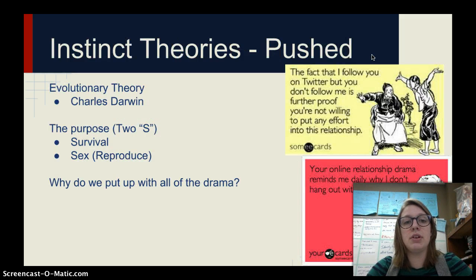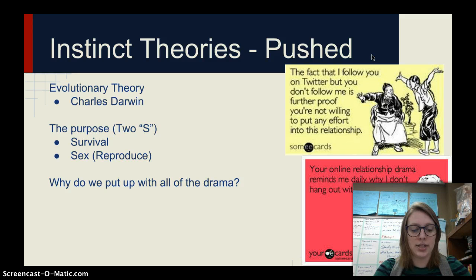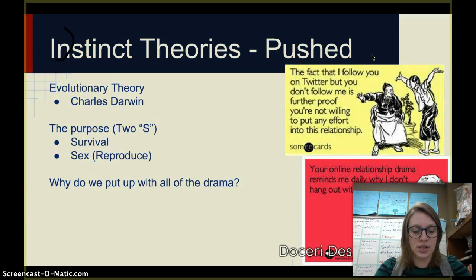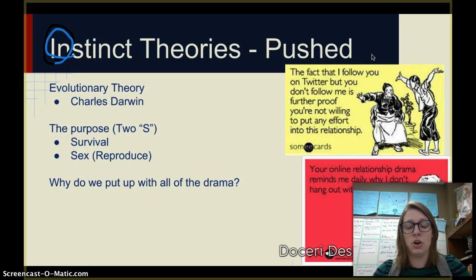All right, first theory, instinct theory. This is you're pushed to do things. So remember, pulled is external, pushed is internal. So instinct, internal. Use all those context clues there, right? We've got instinct here, right? In for instinct, right? So pushed is in, internal.